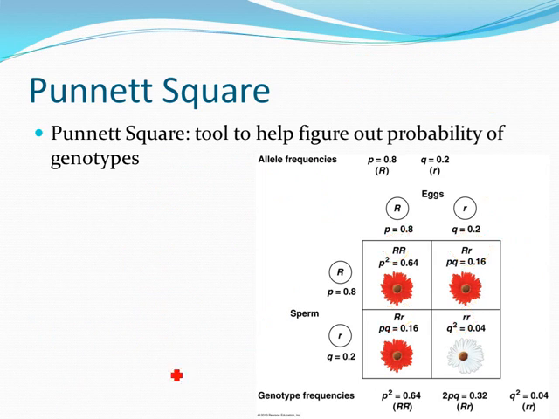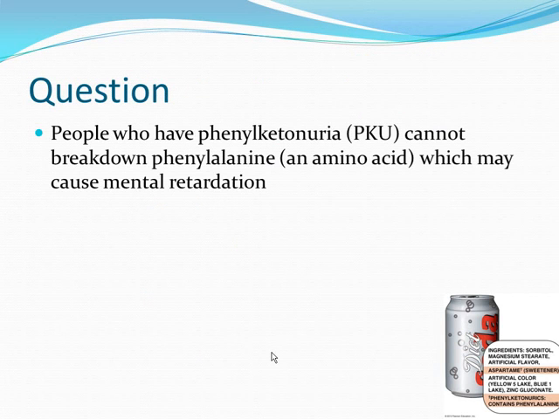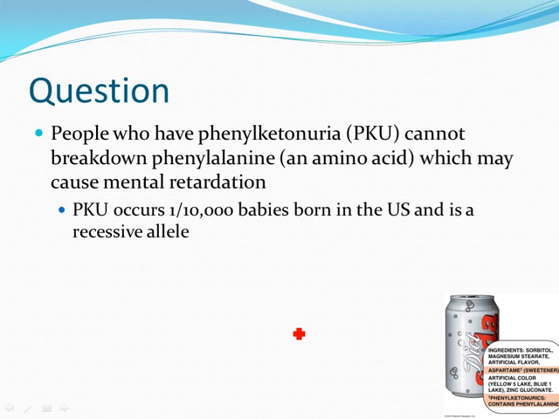Okay. A little harder question here. So people who have this phenylketonuria, PKU, cannot break down this amino acid called phenylalanine. So this may end up causing mental retardation. So PKU actually has a frequency of 1 out of 10,000 babies born in the U.S. and is also a recessive allele. Can you actually calculate for me the frequency of this allele and also the frequency of the genotypes of the homozygous dominant, heterozygous, and homozygous recessive? Try that out.